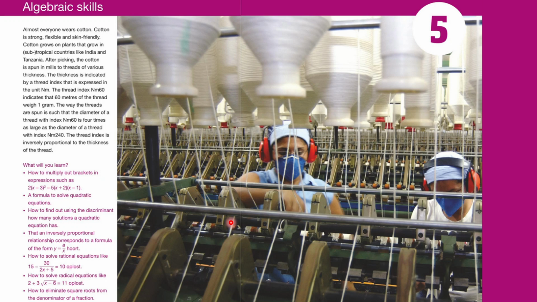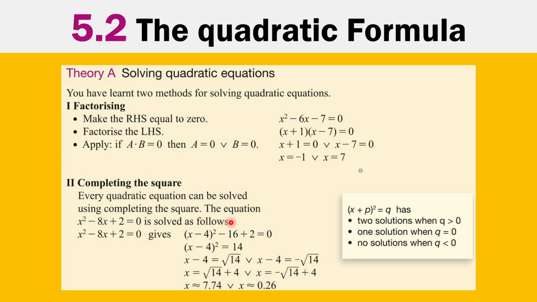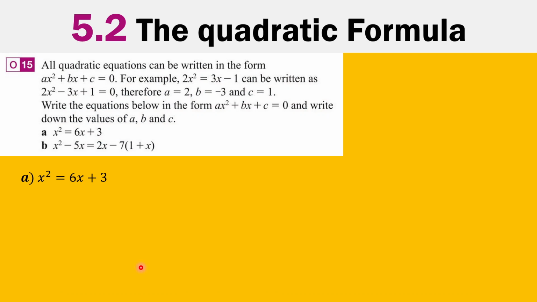Why theory B? Well, we're going to skip theory A, which doesn't introduce us to a whole lot of new things, and there are no exercises about theory A in the actual homework. Remember, you still have to know how to do this though, right? Solving quadratic equations using factorizing or using completing the square. But for now, I'm going to start with exercise 15, which is an introduction to theory B.